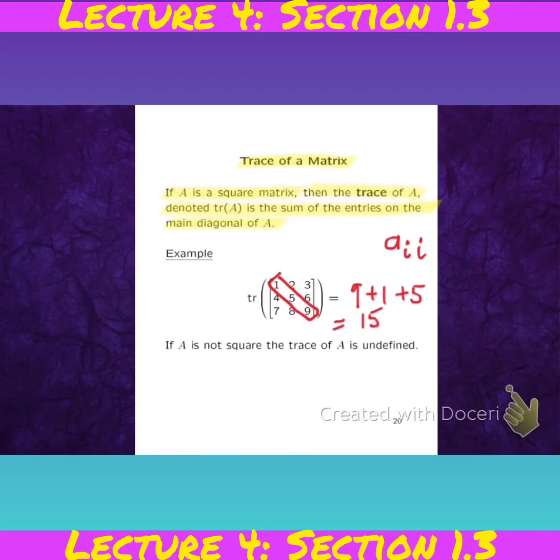And if A is not square, the trace of A is undefined. So the trace is a parameter of a matrix, and as we go through the semester, you'll see that the trace has some uses.